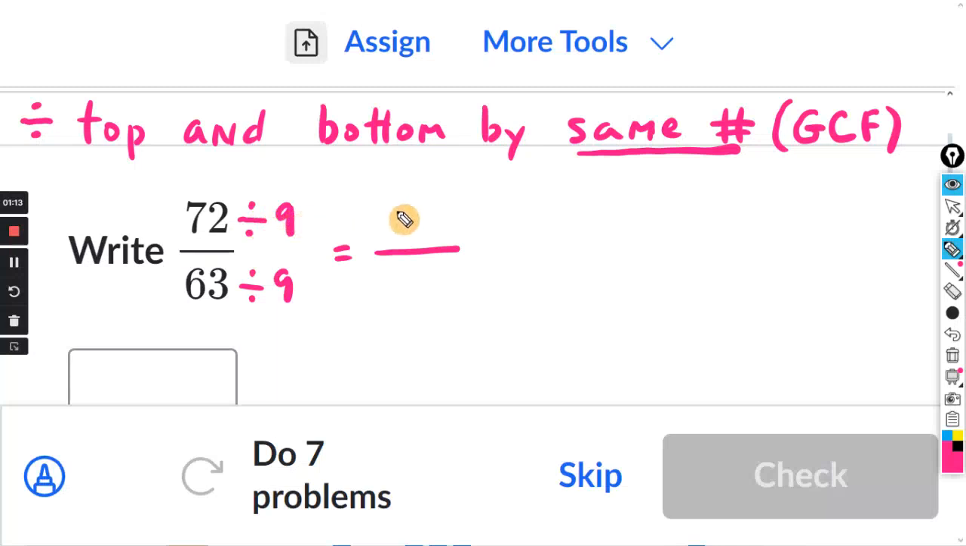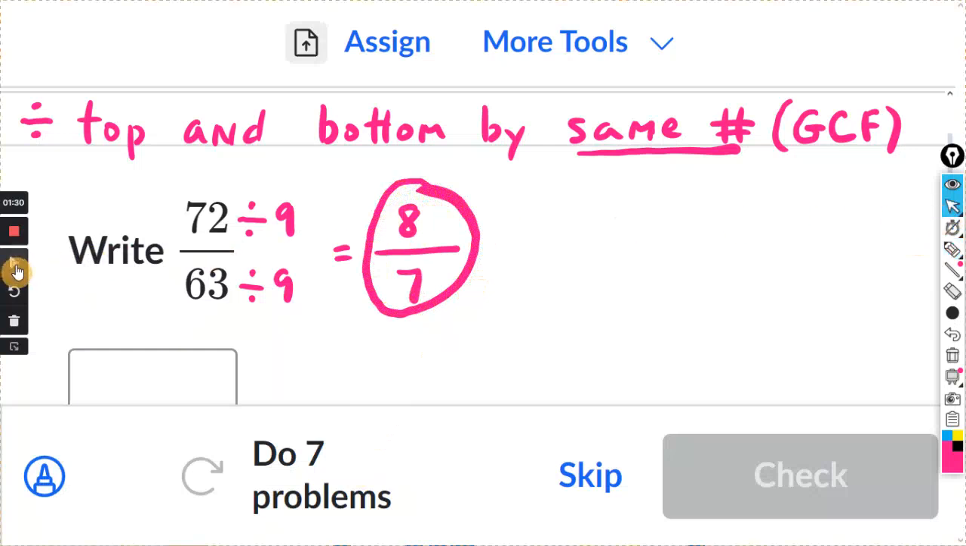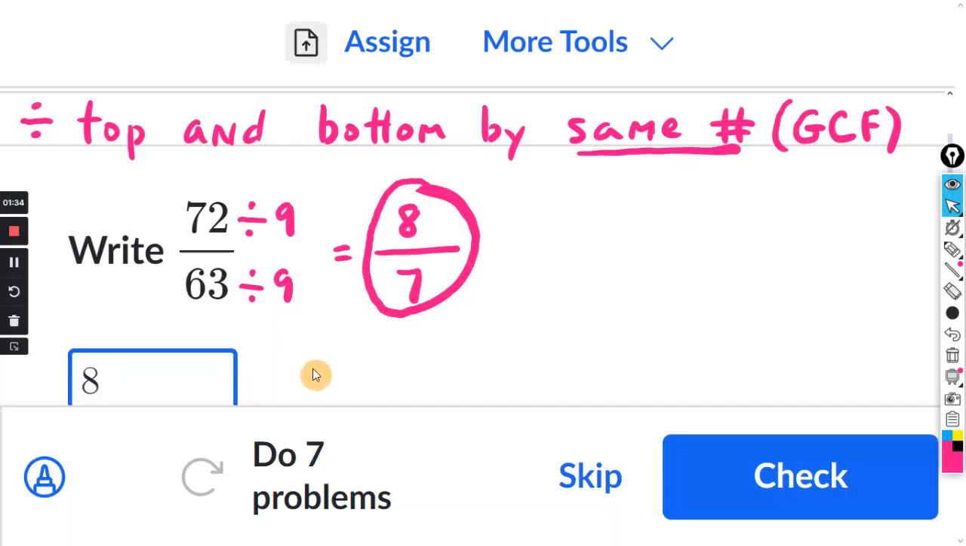72 divided by 9 is 8. 63 divided by 9 is 7. Okay, and between 8 and 7, we do not have any common factors. So that's your final answer, 8 over 7. All right, so you click inside the box and you type 8/7, 8 over 7.